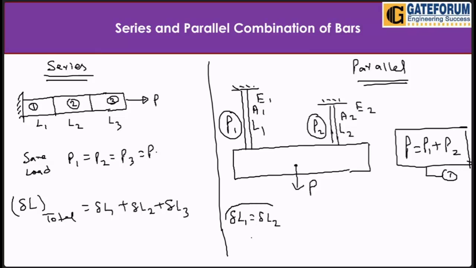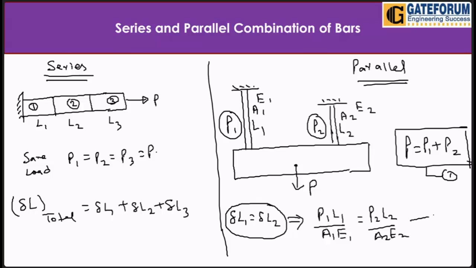Just opposite of series, na. In series what happened? Load is same and delta added here. But in parallel, load added here and delta will be same. So here I can write that P1 L1 divided by A1 E1 will be equal to P2 L2 divided by A2 E2. Here we have equation number 2.